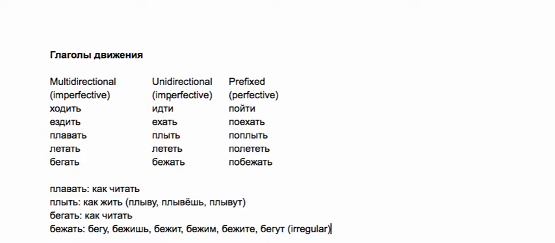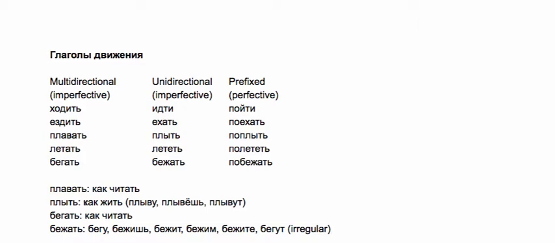We're familiar with летать. It's like читать. Лететь, we have лечу, летишь, летит, и так далее. And then to look at a couple of the new verbs, плавать is just like читать. So you see kind of a pattern here. Плавать, летать, бегать are all like читать. Плыть is like жить. Плыву, плывешь, плывет, плывем, плывете, плывут.